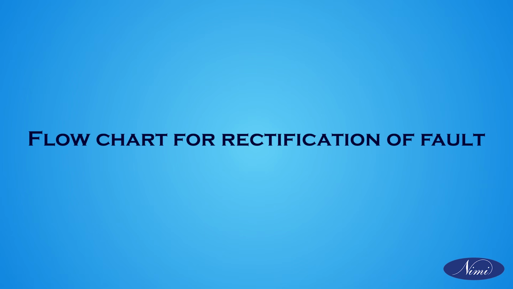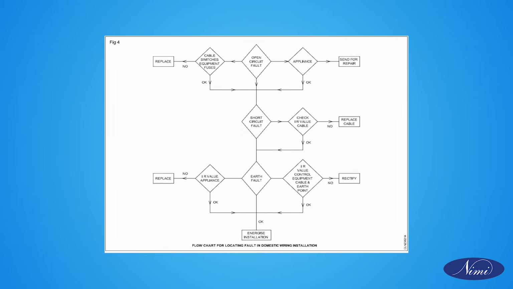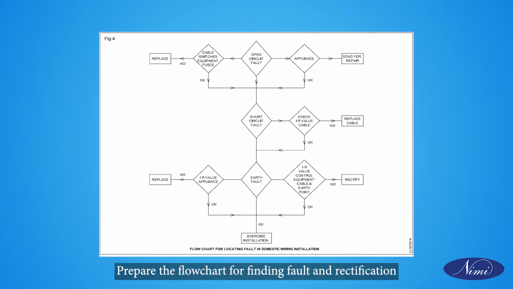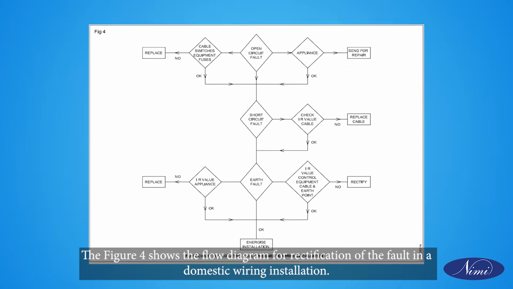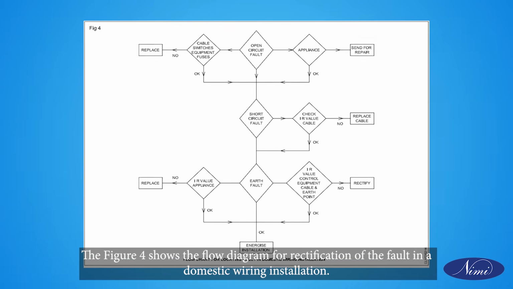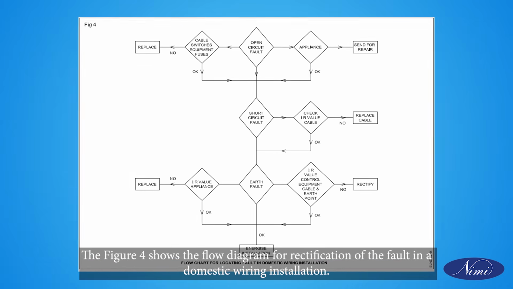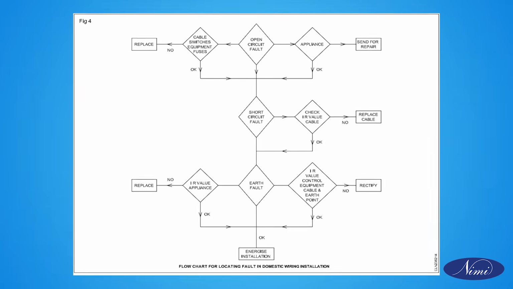Flowchart for rectification of fault. Prepare the flowchart for finding fault and rectification. Figure 4 shows the flow diagram for rectification of the fault in a domestic wiring installation.